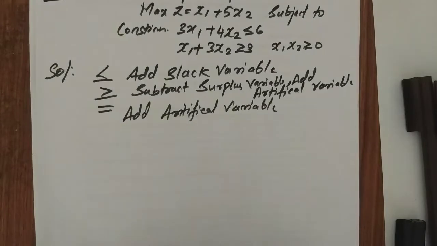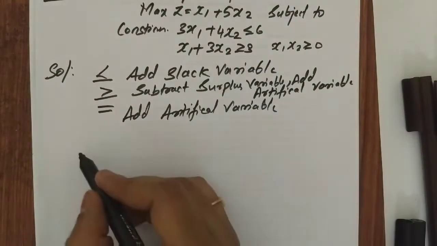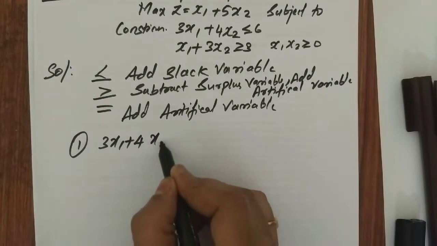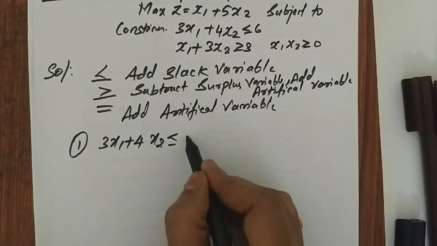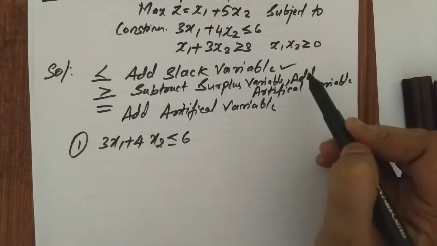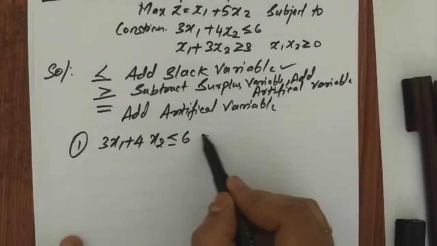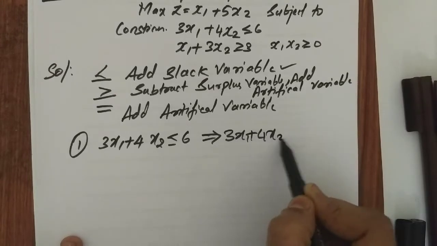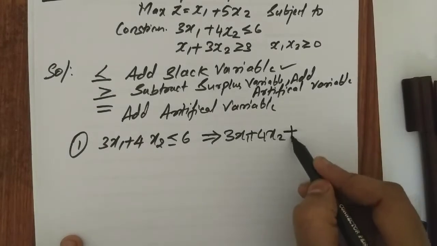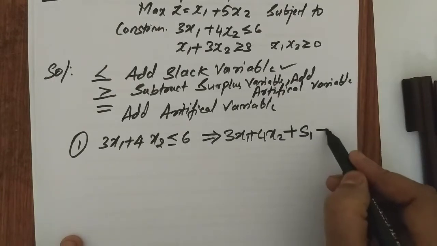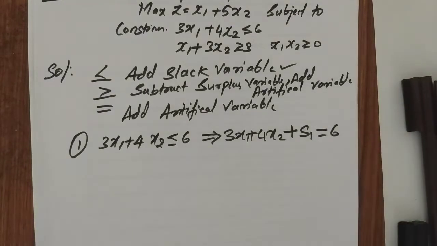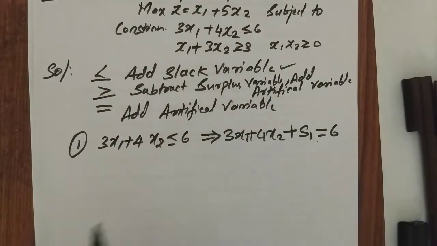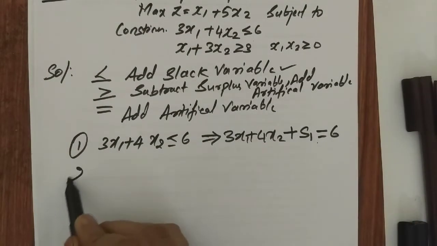Here, let us take the given constraints. First constraint, 3x1 + 4x2 ≤ 6. It is a less than or equal to constraint, so this can be rewritten as 3x1 + 4x2 plus one slack variable S1, equated to 6. The inequality is converted to equality by adding a slack variable. So the first step is done.